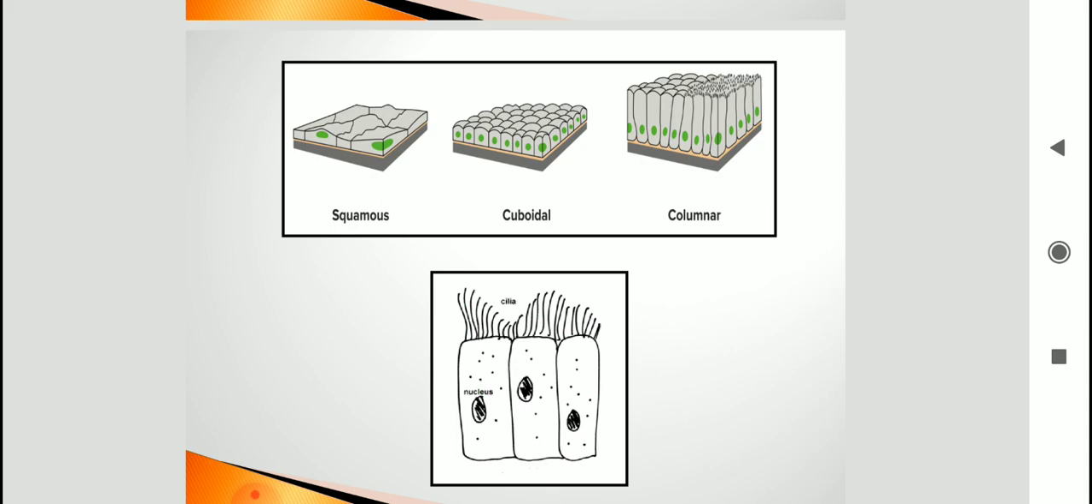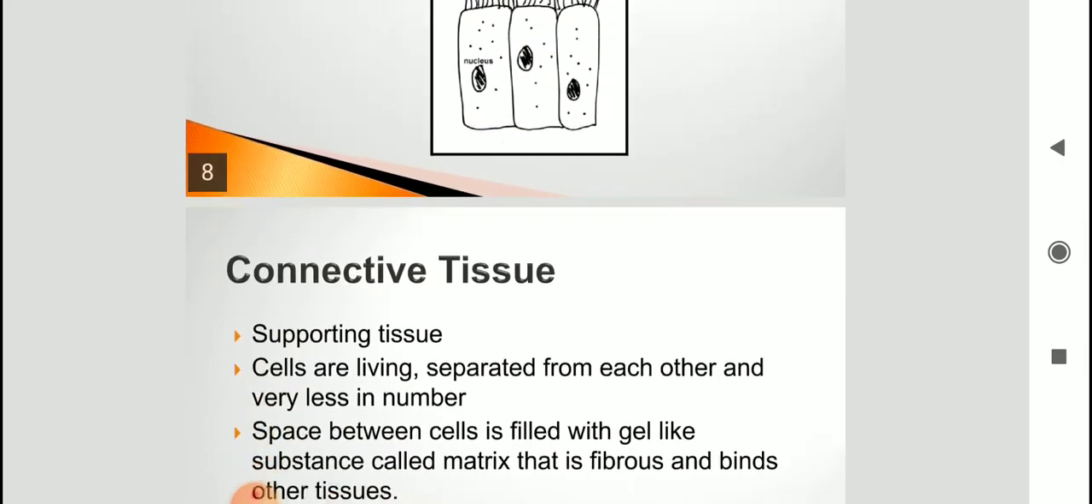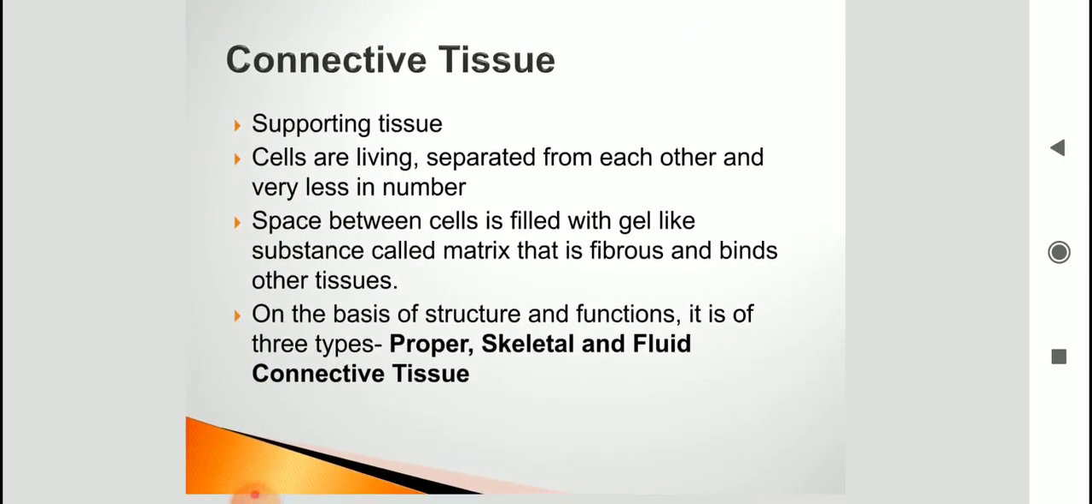Now moving on to connective tissue. The second type of animal tissue is connective tissue. Children, the name itself tells what the function of this tissue is. Connective tissue is the supporting tissue. We all know that bones are connected to each other, and bones are connected to the muscles also. So how is all this connection possible? Because of connective tissue.